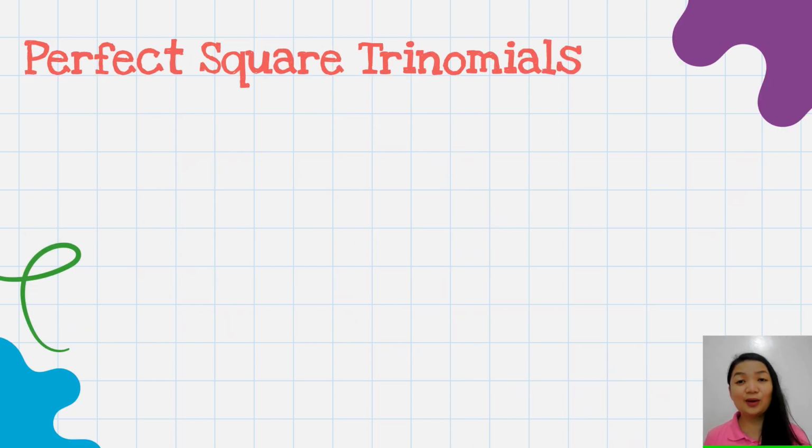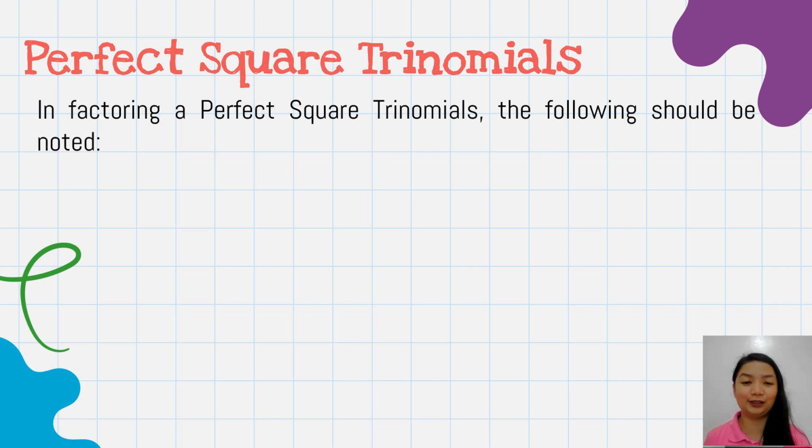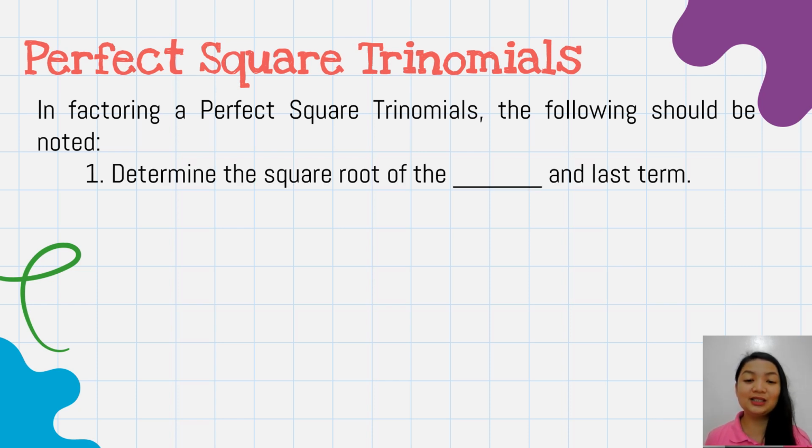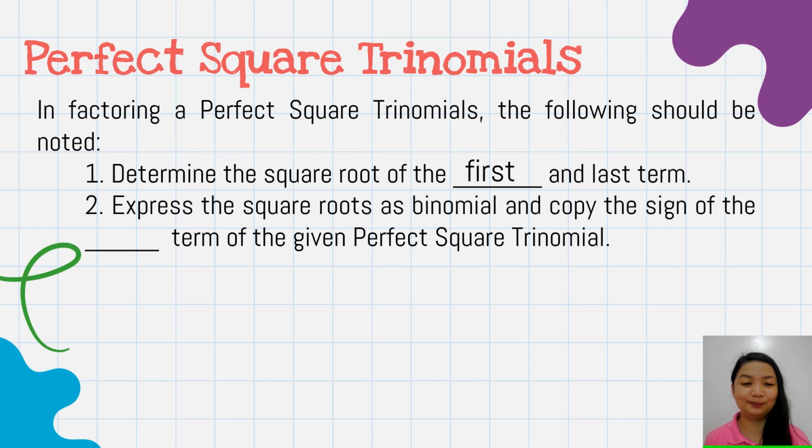So let us sum up what you have learned in this video. Will you kindly fill up the following statements with the correct word or terms? In factoring perfect square trinomial, the following should be noted. So determine the square root of the blank and the last term. Correct. That is first term.